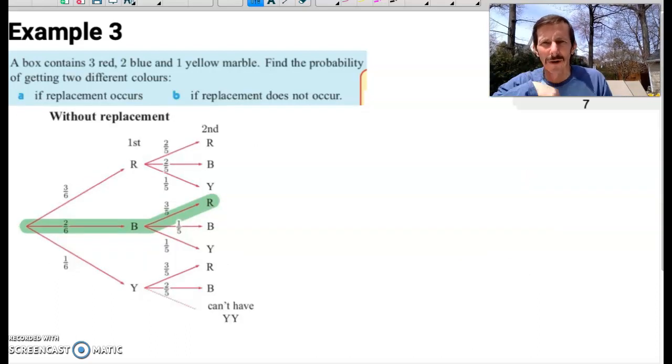Now if I play the game where replacement doesn't occur, I've changed all of these probabilities on the second side of it. They're all now denominator 5, and if I chose a red, it knocked the red marble out. But again, I want different colors. So again, I don't care about this one. I don't care about the blue outcome, and this can't happen. We talked about that a minute ago.